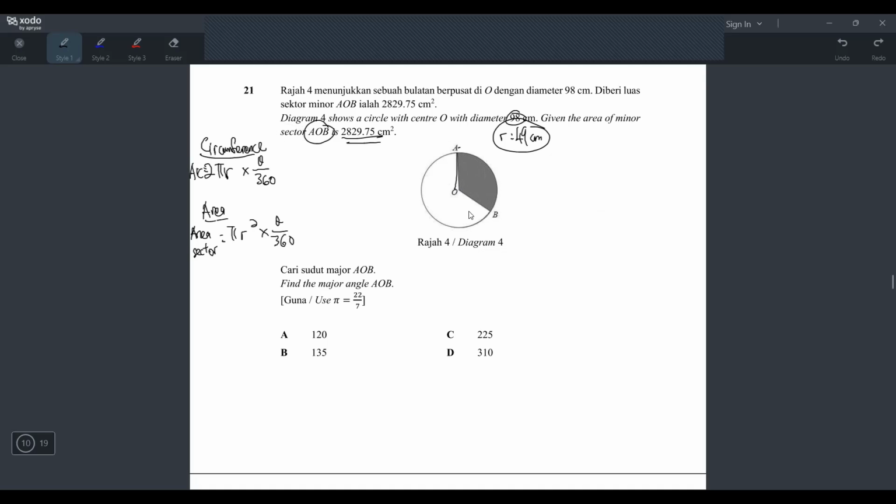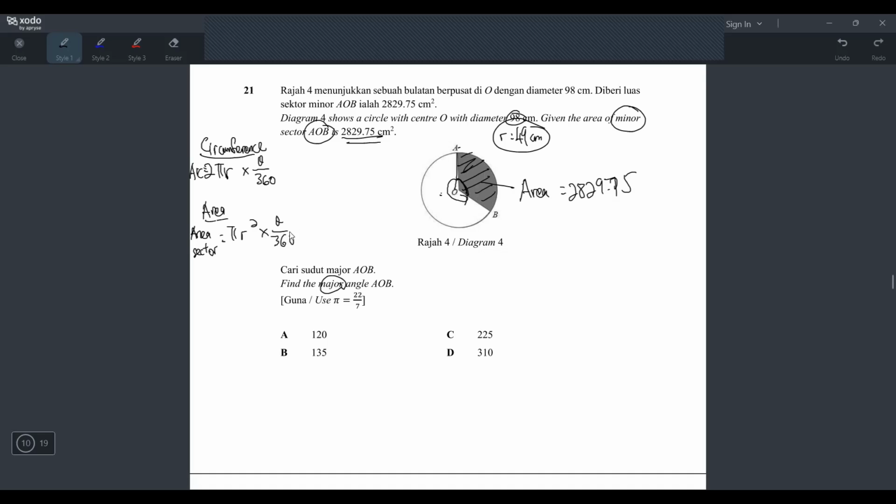But they mentioned about minor, right? So minor sector area is 2829.75. So it's talking about this, because minor means the sector that is less than half. Okay, so this area is 2829.75. And then they said find the major angle AOB. Okay, they mentioned the word major. So I definitely don't want this angle. I want the major. Major means more than half. So I want this angle. This is my final answer.